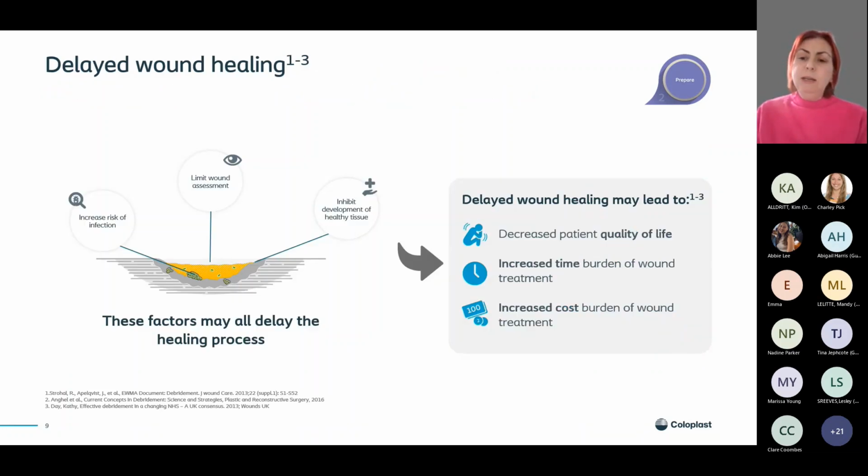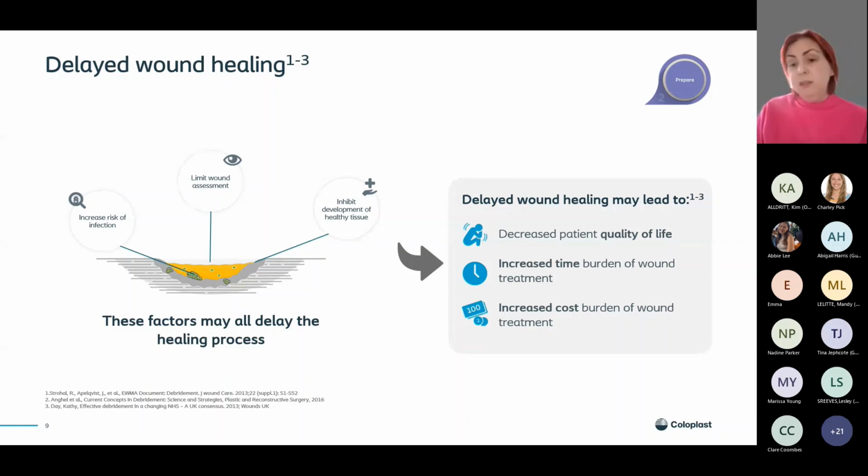And delayed wound healing can lead to decreased quality of life for a patient. I mean, it's bad enough having a wound there in the first place, as I'm sure you will agree, but for a wound to be there for an unnecessary extended period of time can certainly decrease patients' quality of life, whether that be through pain experienced by the patient, excessive leakage, the dressing needing to be changed more often, so therefore more appointments, more visits from a community nurse potentially.